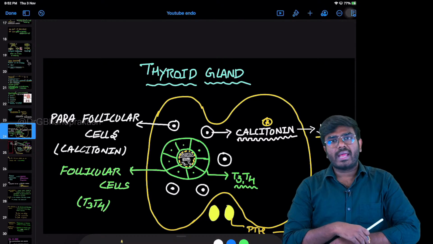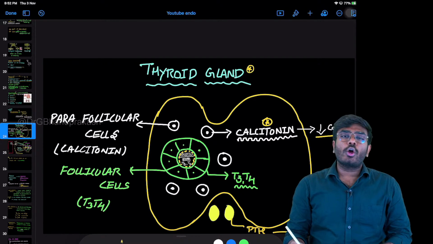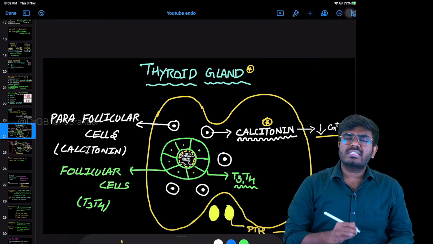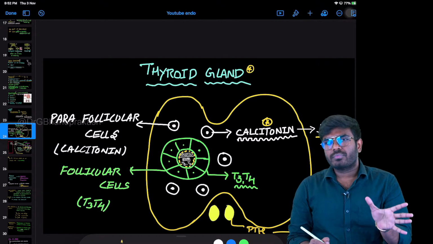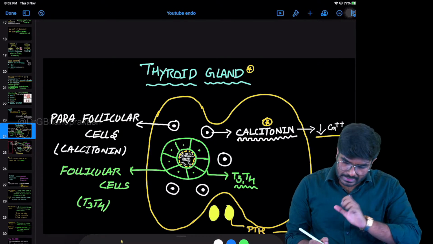Now, after discussing prolactin, the very important hormone we are going to discuss is thyroid hormone. Before discussing thyroid hormone, let's have a brief understanding of how exactly the thyroid gland is structured and which cells are there in the thyroid gland.